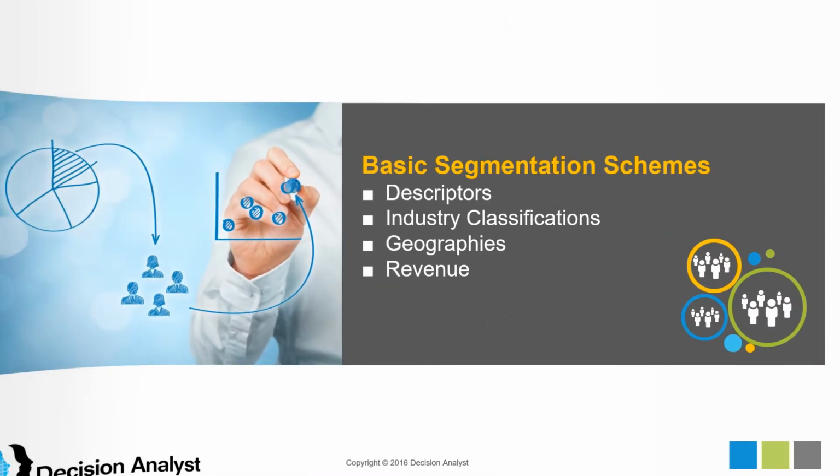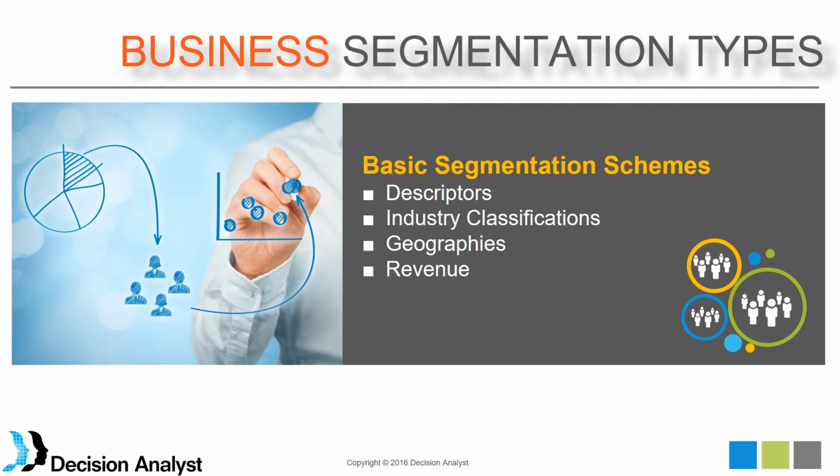So it's only fair that we talk about business segmentation types. Some basic ones are descriptor segmentation, and you can imagine it's fairly easy for some of these descriptors to be obtained, but that's only if the businesses that you're looking at are public companies and that information is readily available. Another type of classification scheme is the industry code.